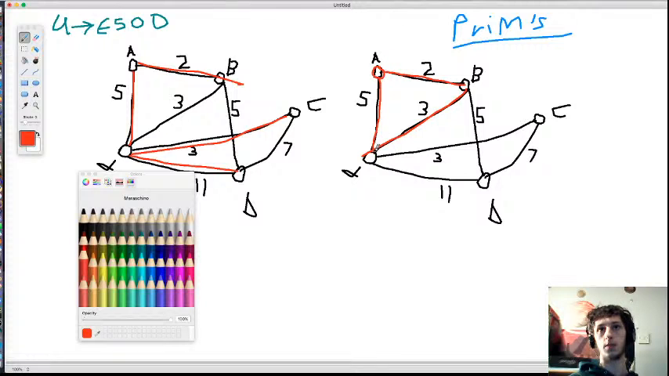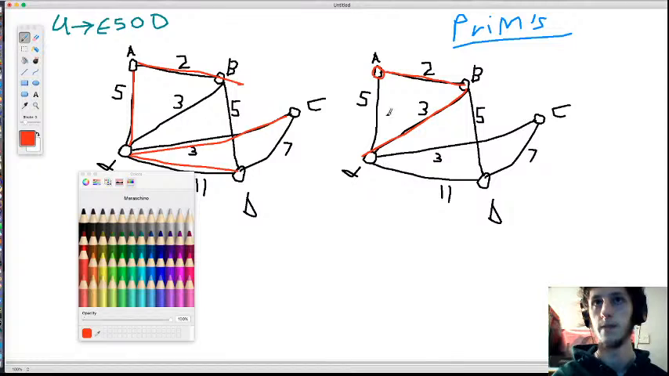This would cause a cycle. That's no good, because now we're spending money we don't have to. We don't need to go from here to here, because if we want to get from alpha to A, we just go B, A. So, what's the cheapest now? You go 3 or 11. 3 is cheaper than 11. Now we could go either 5, 7, or 11. 5 is the cheapest.